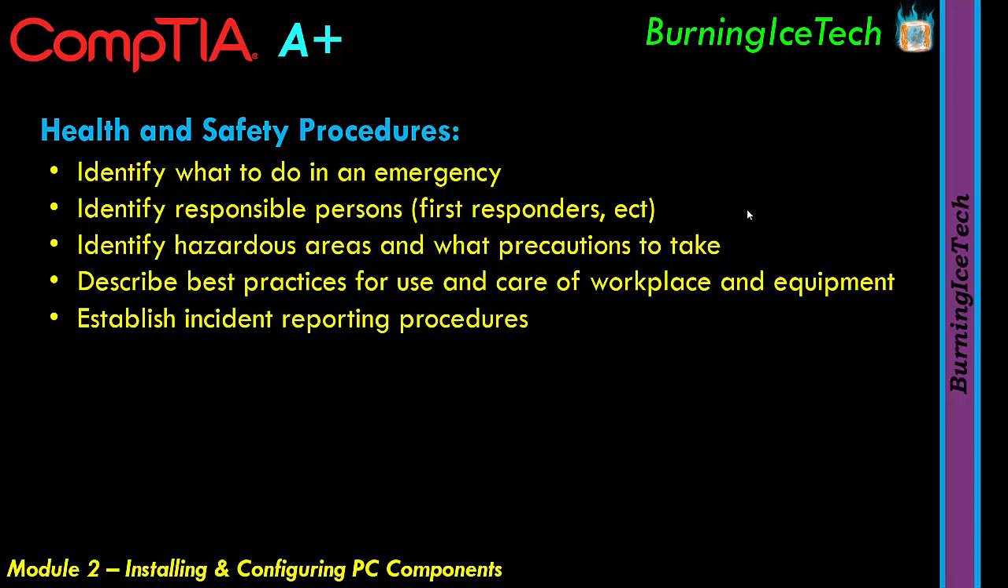Then the third one is identifying hazardous areas and what precautions to go and take. So if there's an area in your company or at your client's company that happens to be very dangerous, you need to identify them and you need to know what actions you need to go and take in those situations. So if it's, for example, a very high voltage area and you absolutely need to go in there, what precautions should you go and take before you can actually go in there? Keep in mind, these areas are not necessarily an area that you're going to be walking into. It could very well be an area that you're working in.